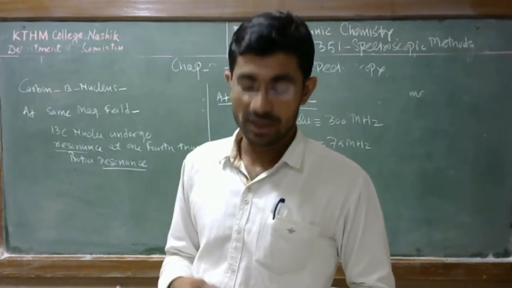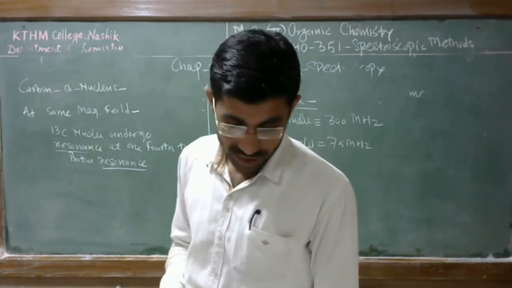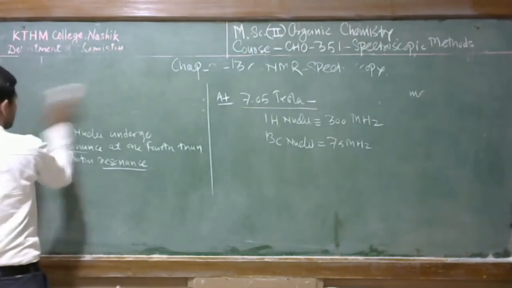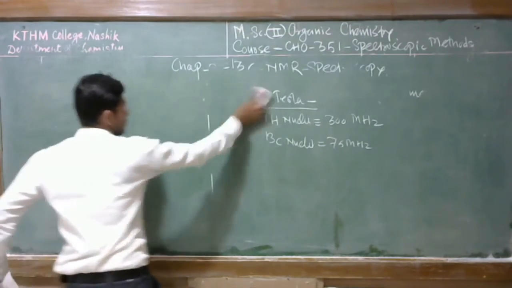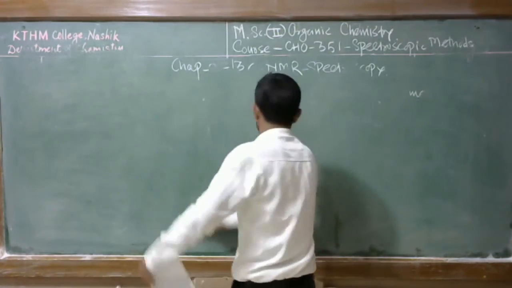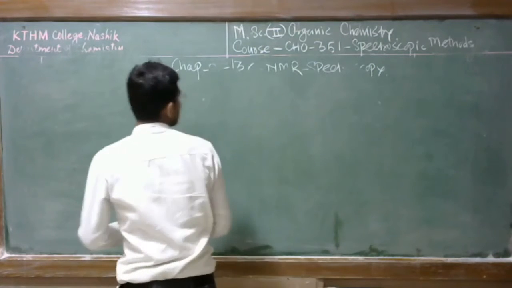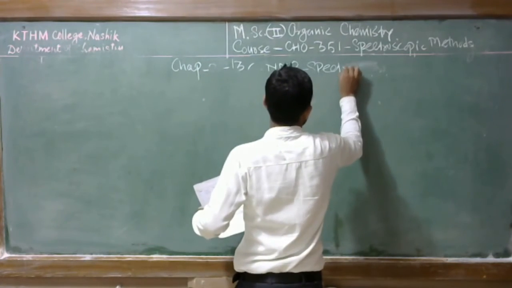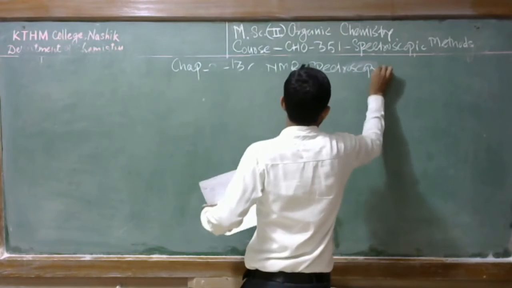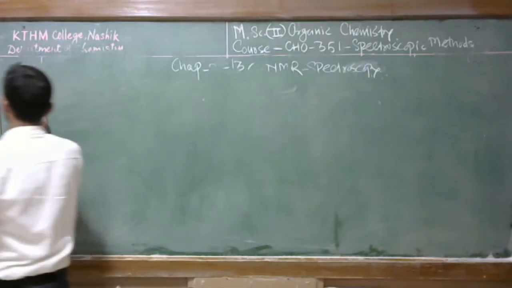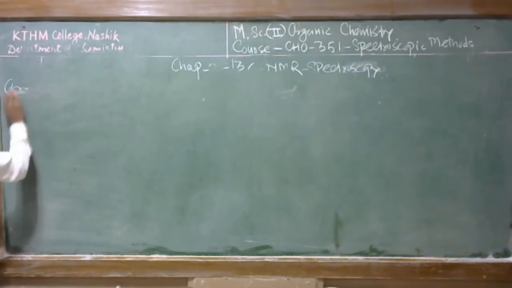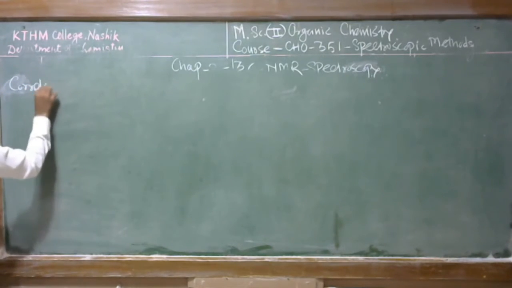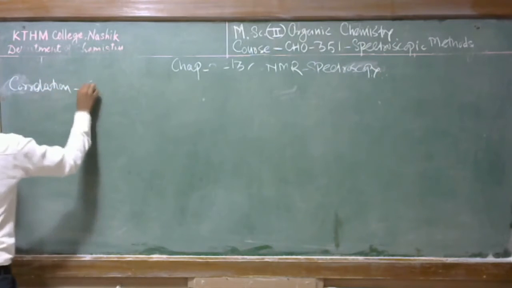Next is the correlation chart. In the correlation chart, we discuss the chemical shift values of 13C nuclei.